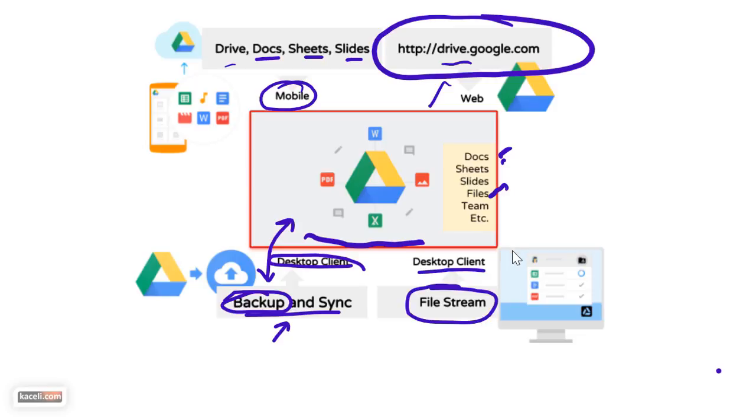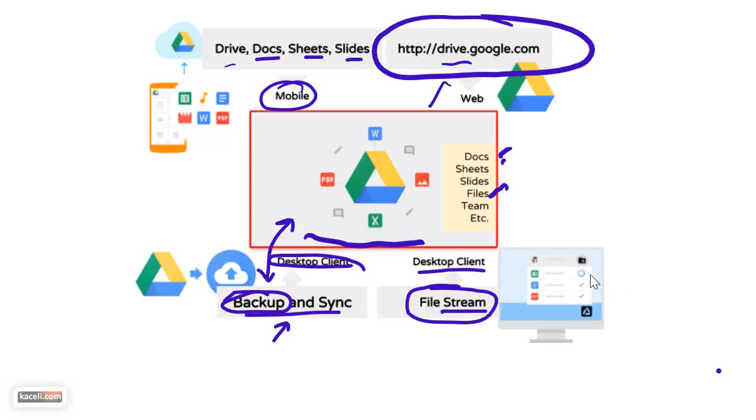Now think of File Stream just like you stream videos or content from Netflix, where you're not really downloading and having your library of movies on your computer. You're simply picking and choosing what you want to stream to watch. The idea here with File Stream is to save you space on your computer, particularly with the newer computers that have solid-state drives where you don't have enough space.